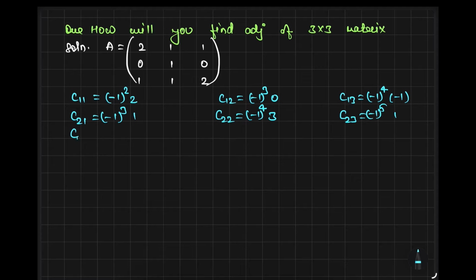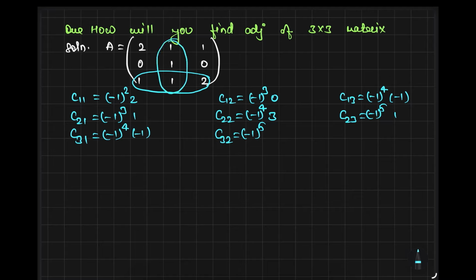Now C31, so minus 1 power 4. For C31 we have to hide this, we have to hide this, and then 0 minus 1, that is minus 1. Now C32, minus 1 power 5. So we will hide this, we will hide this. 0 minus 0, that is 0.